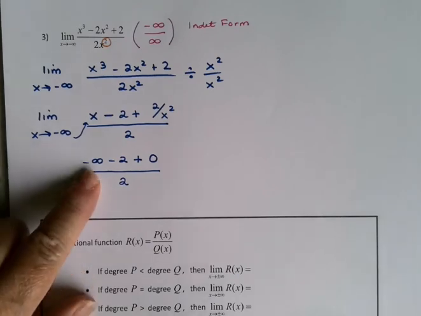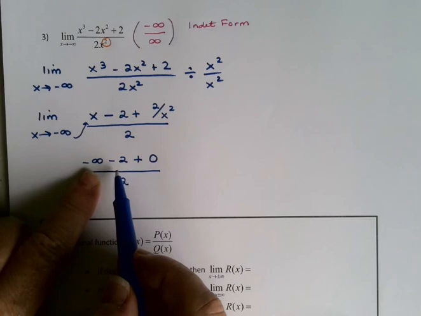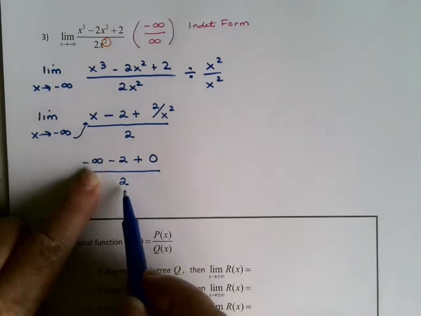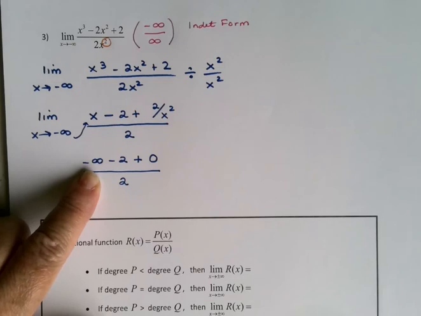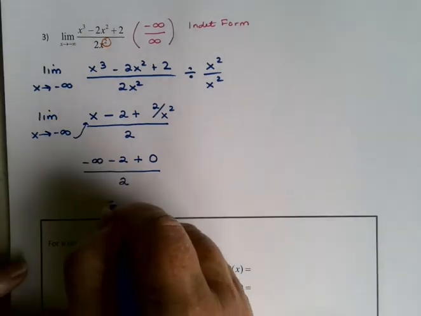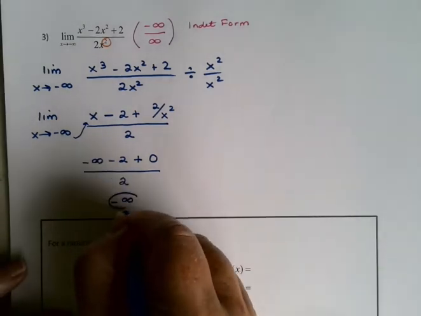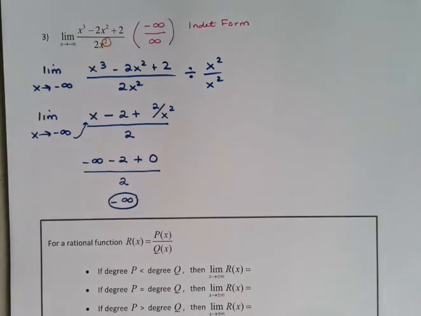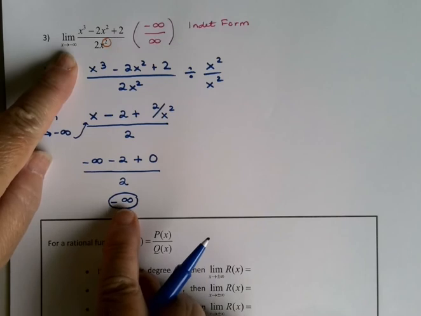But if I have negative infinity and I add or subtract anything to it, it's still negative infinity. And if I have negative infinity and I divide it by 2, it's still negative infinity. So my limit this time is negative infinity. That means my end behavior on the left goes down.